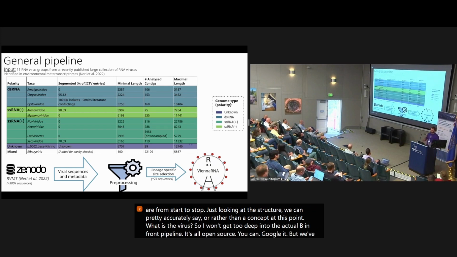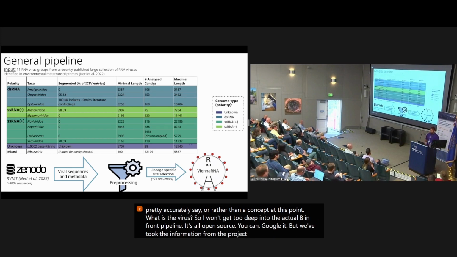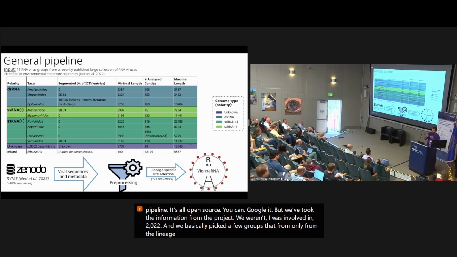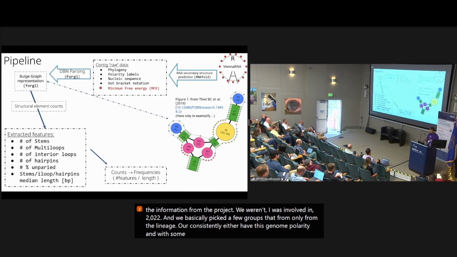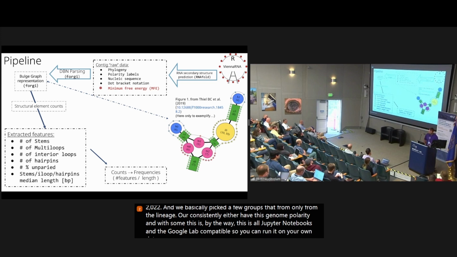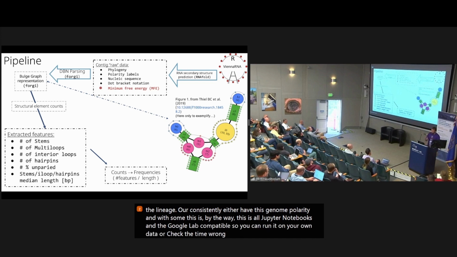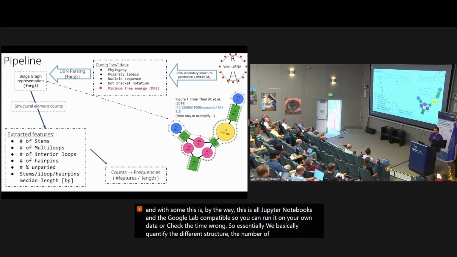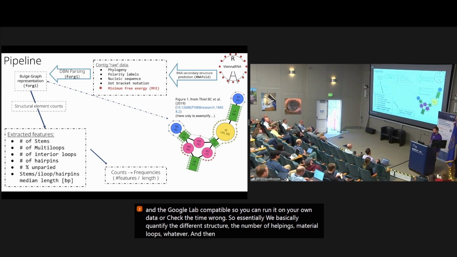We took the information from a project I was involved in in 2022, and we basically picked a few groups where the lineage consistently has one genome polarity. By the way, this is all Jupyter notebooks and they're Google Colab compatible, so you can run it on your own data or check that I'm wrong. Essentially, we quantify the different structures, the number of hairpins, interior loops, and so on, and then we transform them into frequencies, how many per 1 kilobase pair.